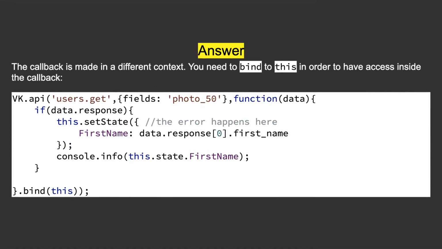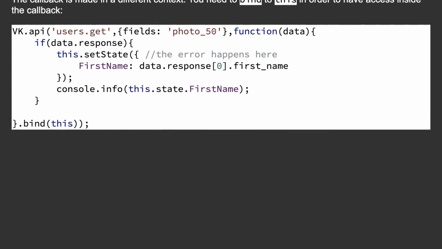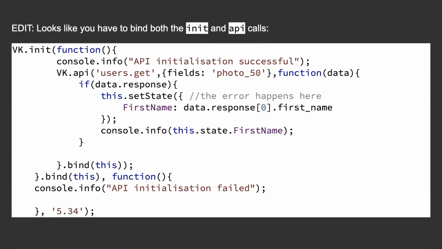The callback is made in a different context. You need to bind this in order to have access inside the callback. Edit: Looks like you have to bind both the init and API calls.